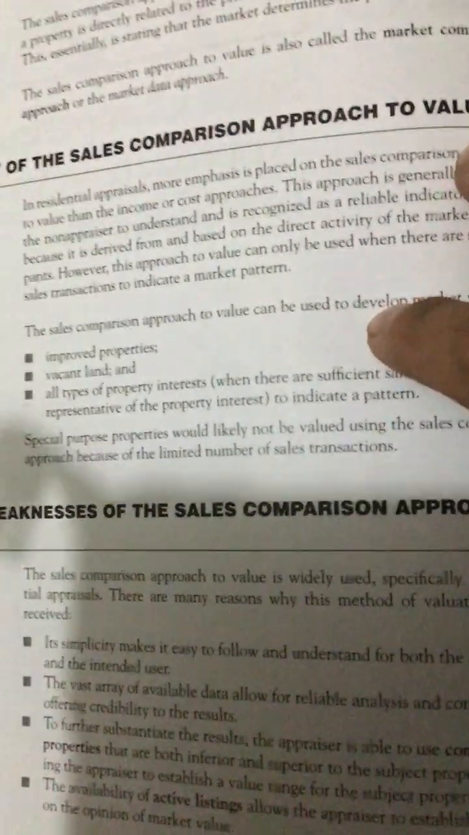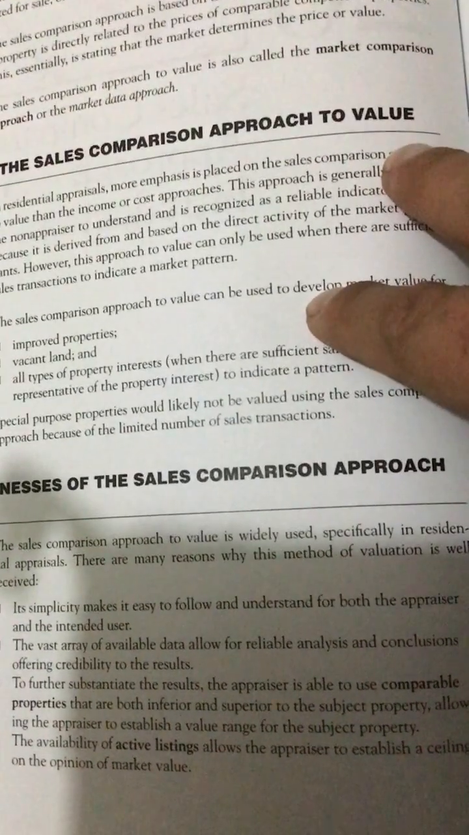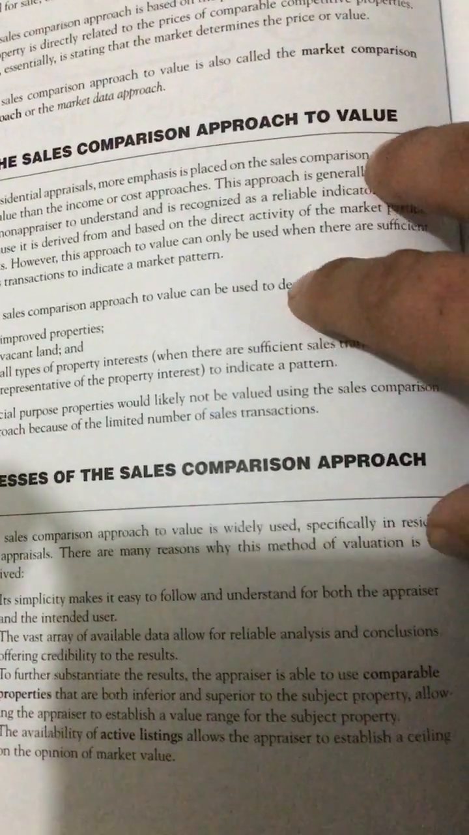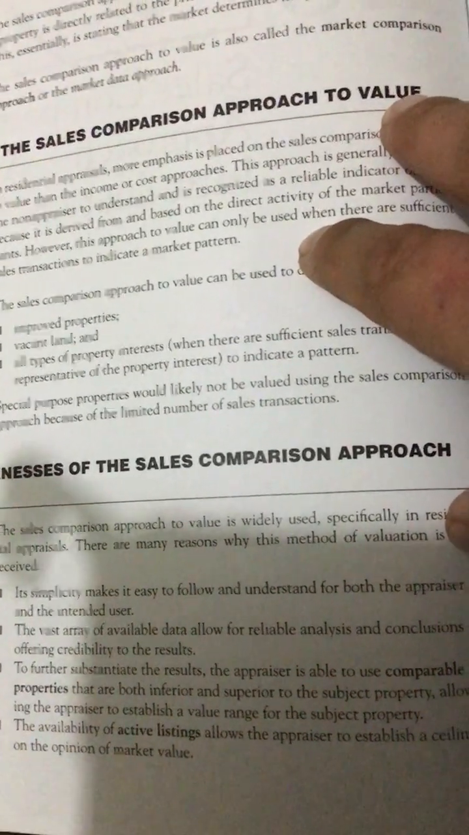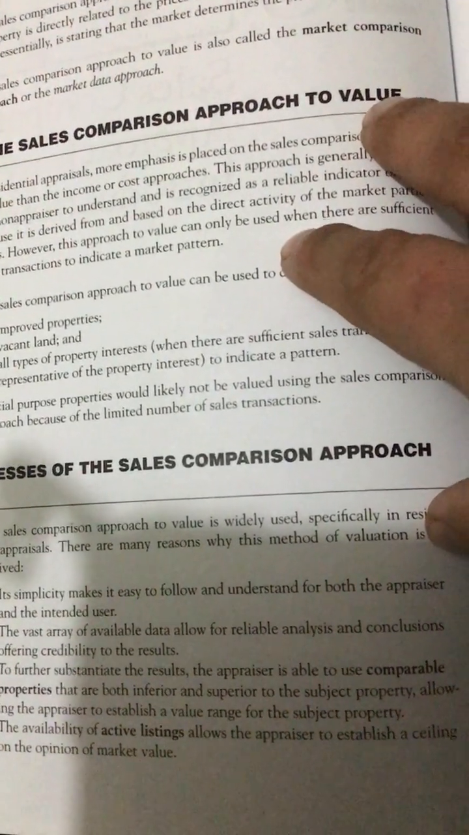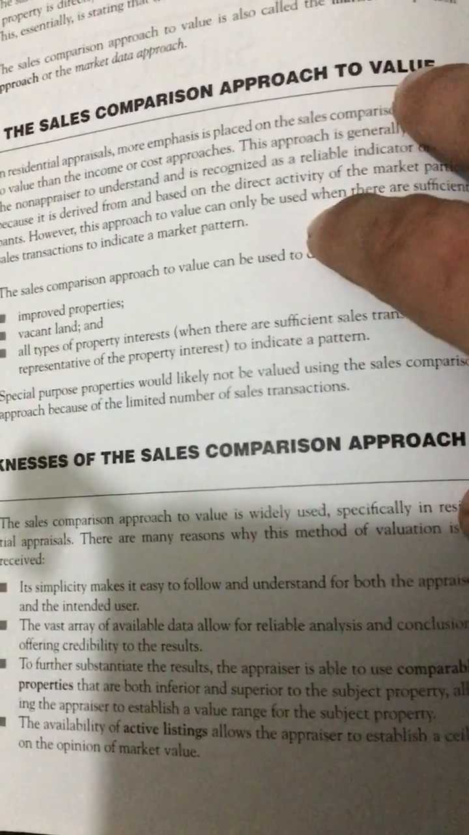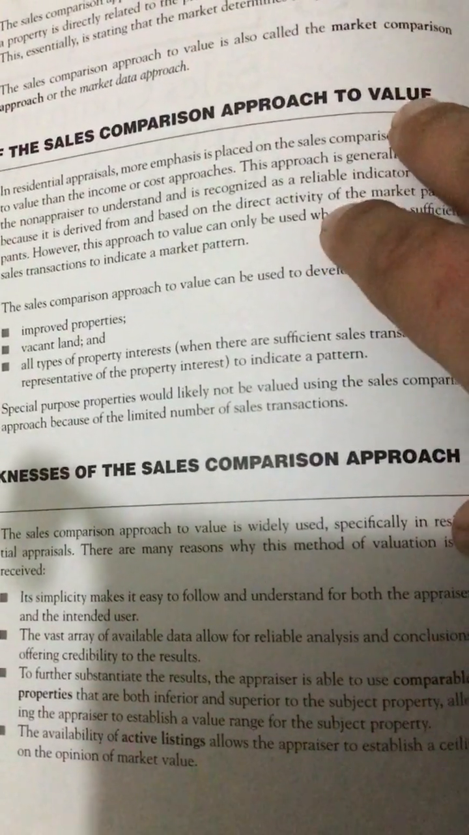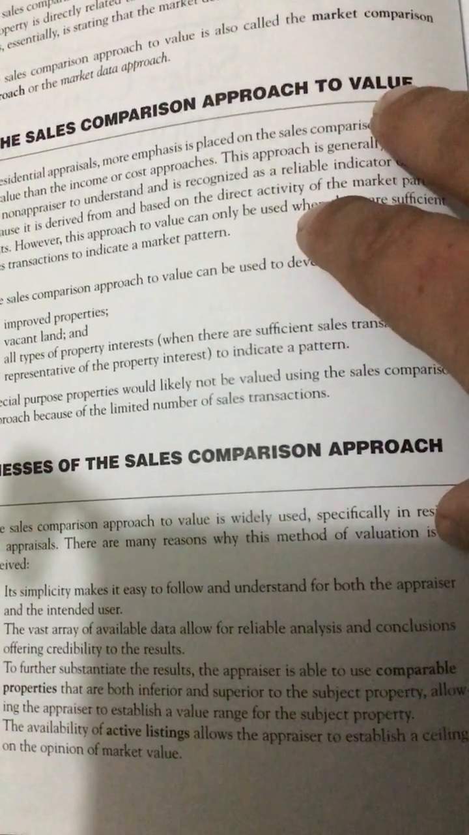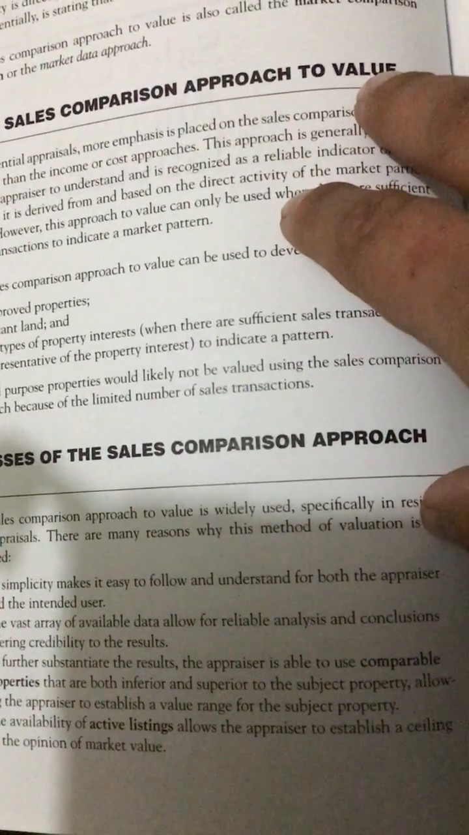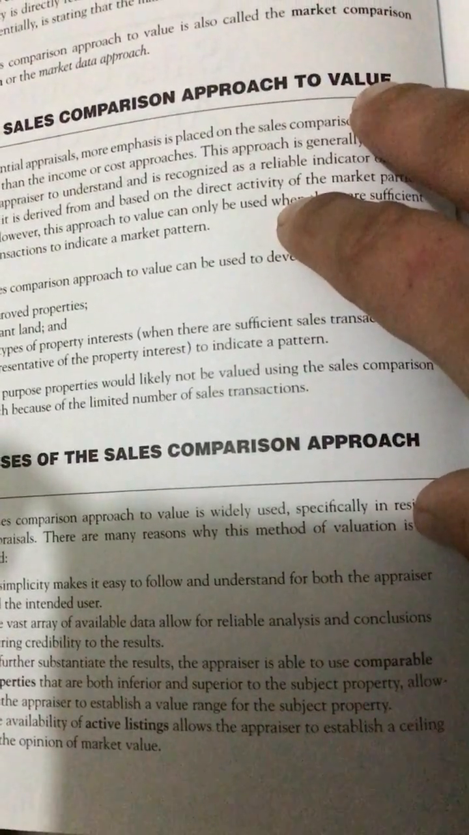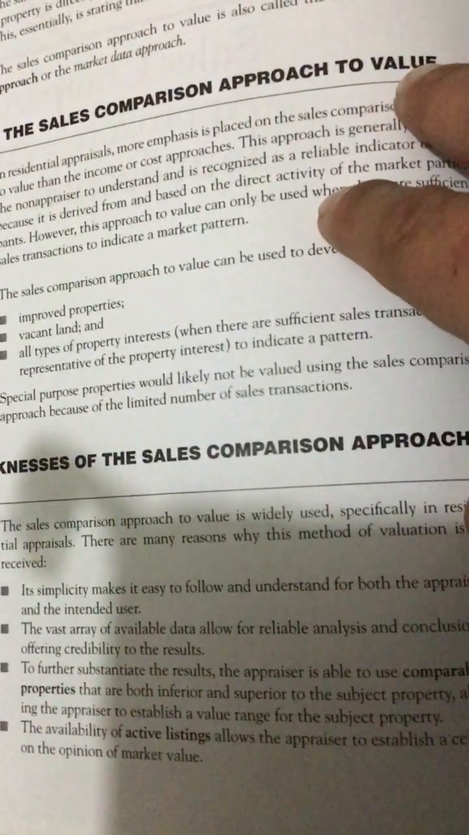To further substantiate the results, the appraiser is able to use comparable properties that are both inferior and superior to the subject property, allowing the appraiser to establish a value range for the subject property. The availability of active listings allows the appraiser to establish a ceiling on the opinion of market value.